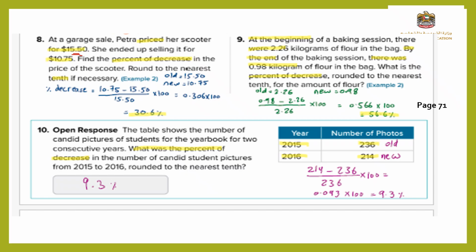Now this is also the same way, 56.6, here 9.3 percent. When there are these kinds of things, identify old and new. You see here they have given you the years. So 2015 will be the old one, 2016 will be the new one. So this must be the base.